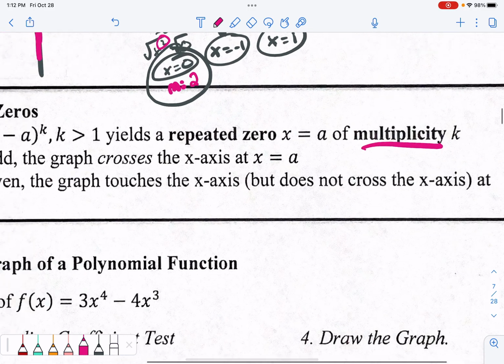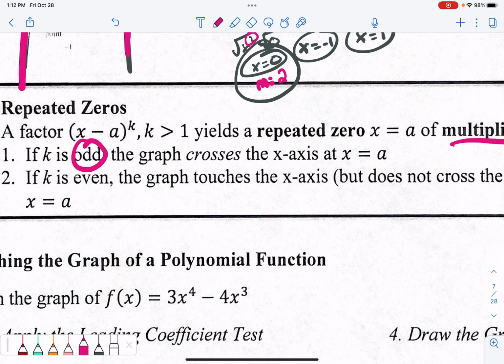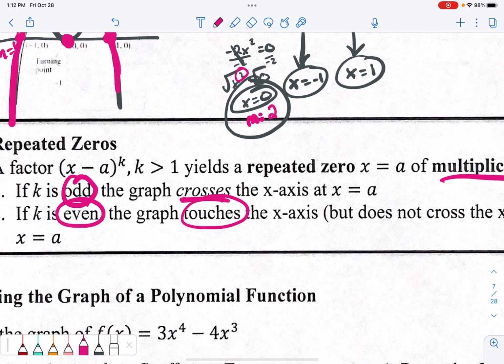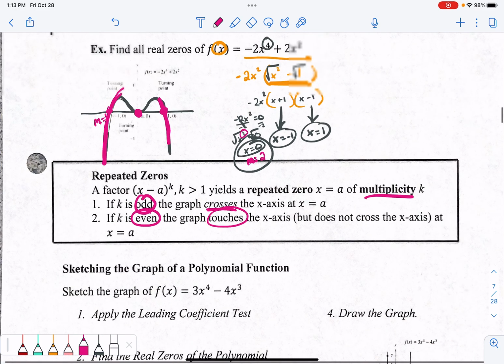Multiplicity. If it has an odd multiplicity, like it only shows up as an answer once, it's going to cross. If it has an even multiplicity, like it has 2, it's going to touch, but it's not going to cross. Does that make sense? That's what this box said. Yeah, very good. Okay, next.